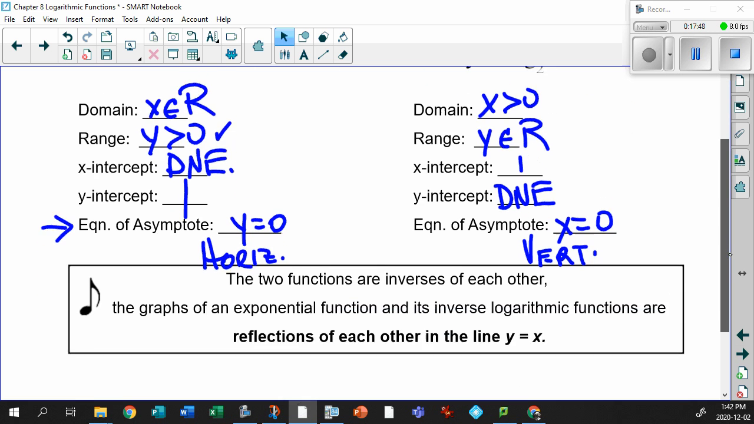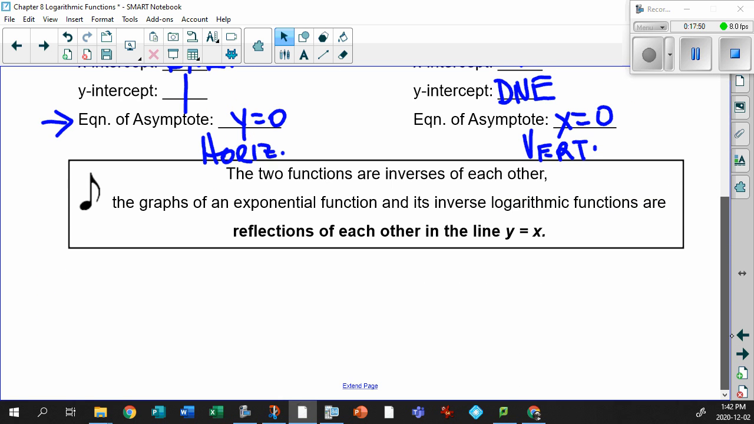So two functions are inverses of each other. The graphs of the exponential function and the inverse logarithmic function are reflected over that y equals x. A lot to know, a lot to learn. Go watch this one again.